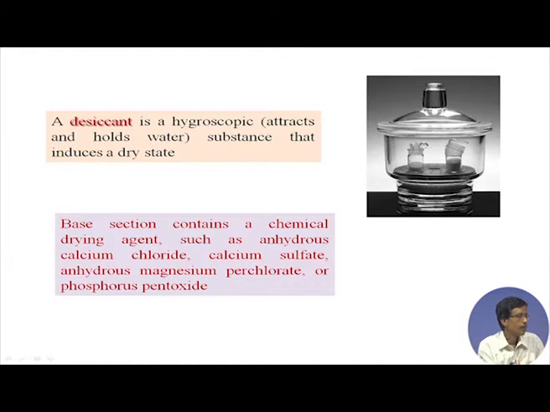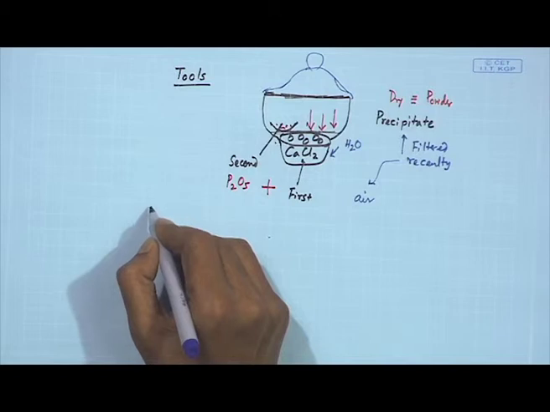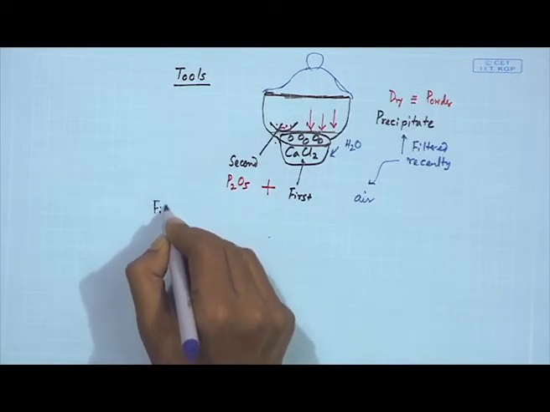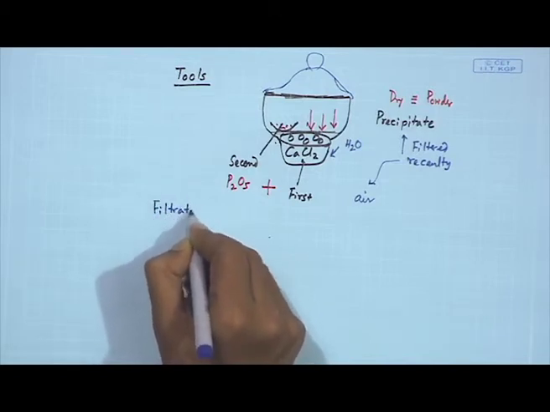So, magnesium perchlorate or phosphorus pentoxide, we are not using separately. Along with calcium chloride we can use phosphorus pentoxide for a very good dry atmosphere within the desiccator. Next, we can learn about the tools for how you go for filtration.